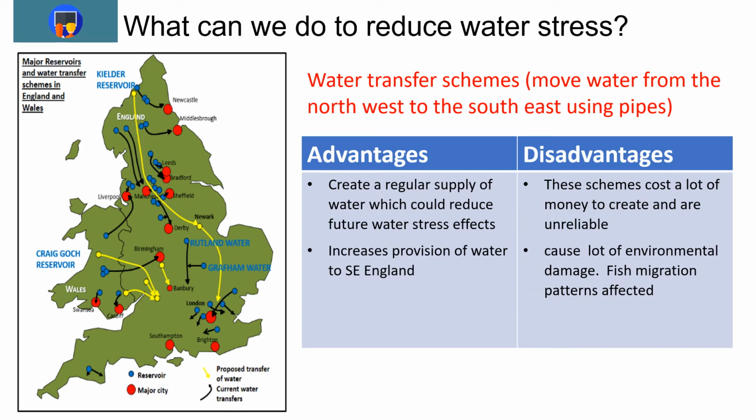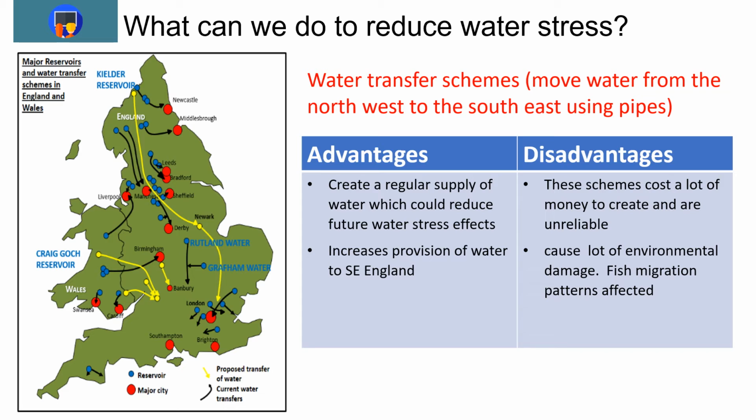So we could, in theory, create more water transfer schemes, and that might help to reduce water stress in the southeast. An advantage of this would be that it creates a regular supply of water, which could reduce future water stress. It would increase provision of water to the southeast.